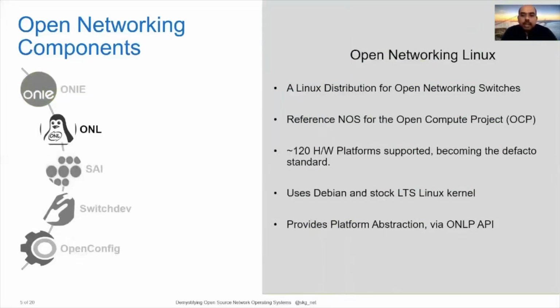Open Network Linux. It is a distribution of Linux which mainly provides a platform abstraction via its ONLP API. It is also part of the Open Compute Project. It is a reference NOS used to certify the OCP compliant hardware. It has become the de facto standard for platform abstraction and currently supports 120 platforms. It uses Debian based on the stock LTS kernel operating system. We'll look into it later, since this is one of the open source NOS we have to see.